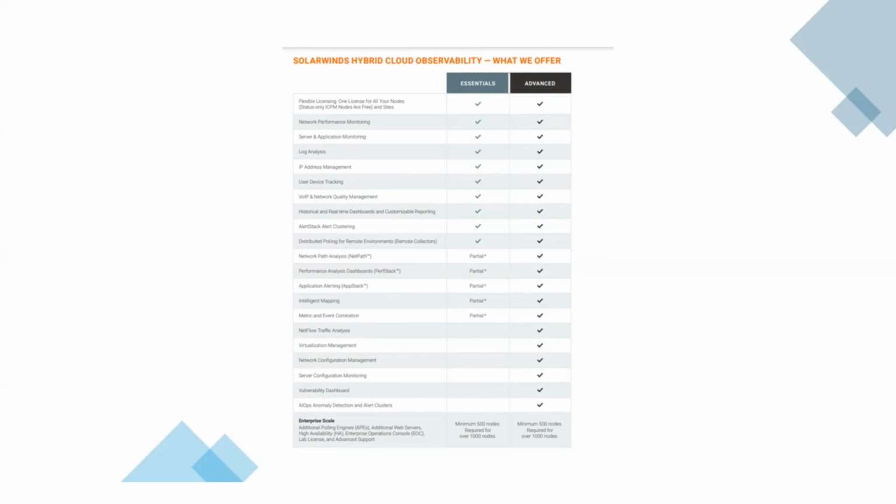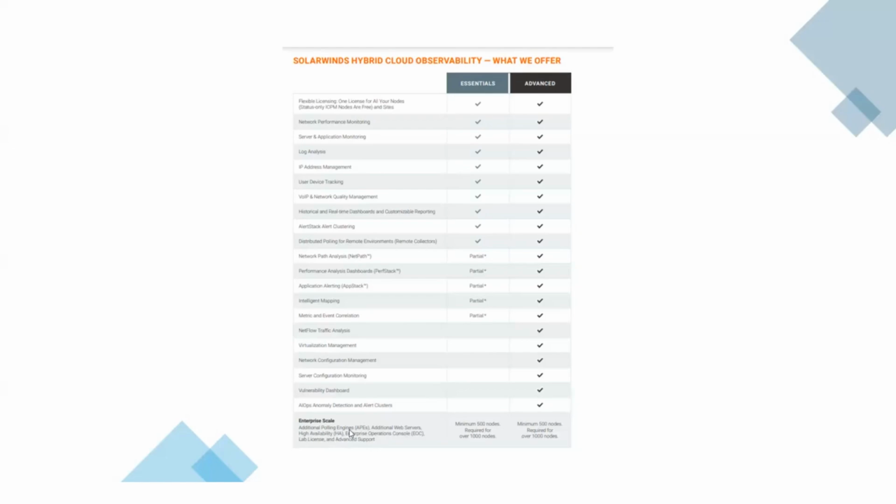If you look at the left hand side, in the very first row, you will see flexible licensing, one license for all your nodes. If you just want to check the status through ICMP, only the up and down status of your node, it is all free. It does not consume any of your node licenses. The essential is more towards monitoring, while the advanced is more towards monitoring plus using the capabilities of AIOps, such as intelligent mapping, metrics and event correlation, and so on.